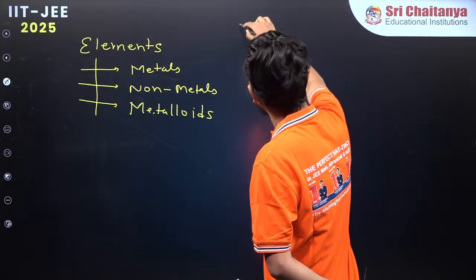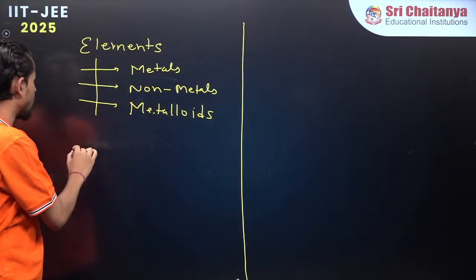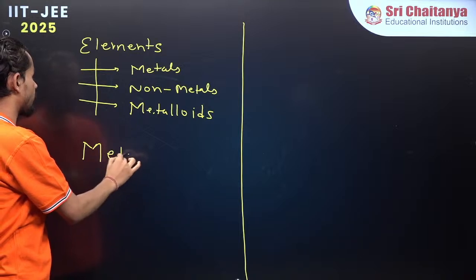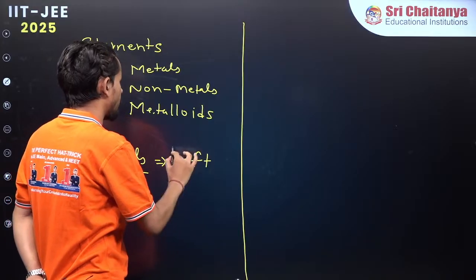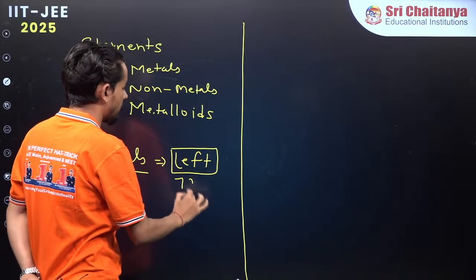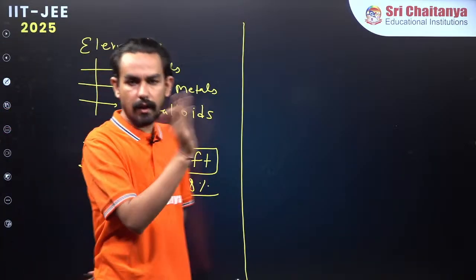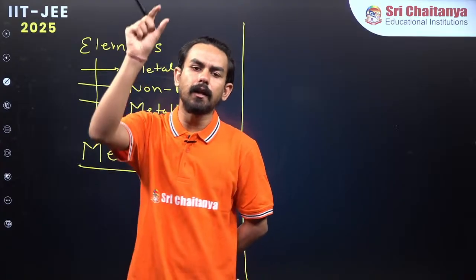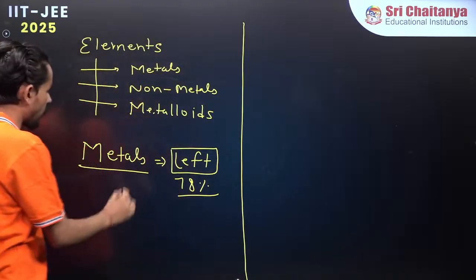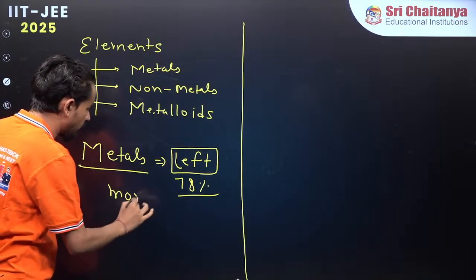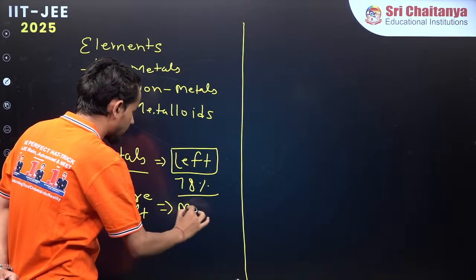First of all, before knowing other things, let us see where they exist in the periodic table. Usually metals exist on the left side, but that is not the complete truth. Actually 78% of the periodic table is metal. That means on the left side, in the middle, and slightly even on the right side, metals exist. Whoever is more left is more metallic.